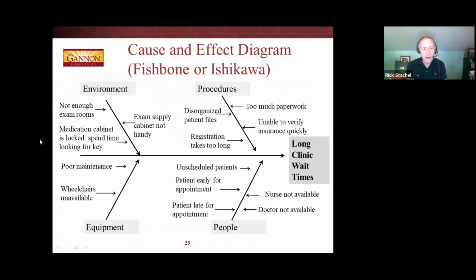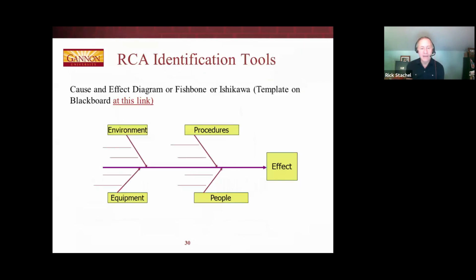And so, you're having what the environment is: not enough exam rooms, exam supply cabinet not handy, medication cabinet is locked. And even on these, then you would dig deeper into them to find out why. Why are there not enough exam rooms, right? We'd planned for a certain volume, and that volume is increased for whatever reason. So you dig into what those particular things are, and then perform the PDSA after that.